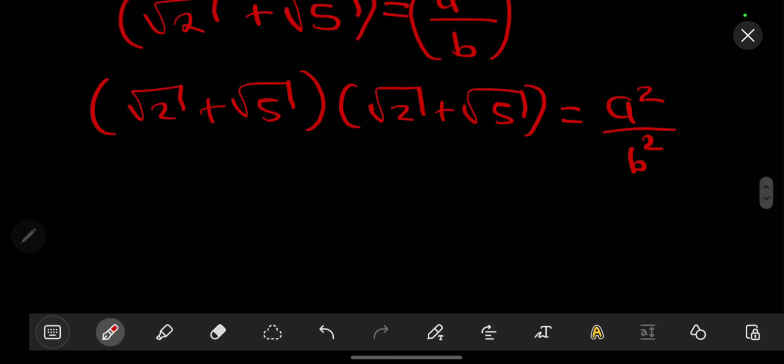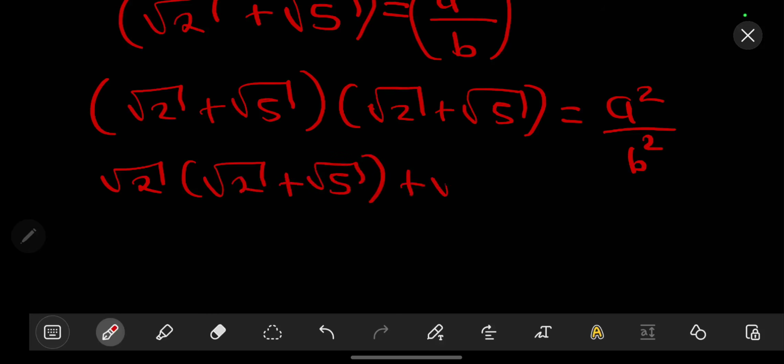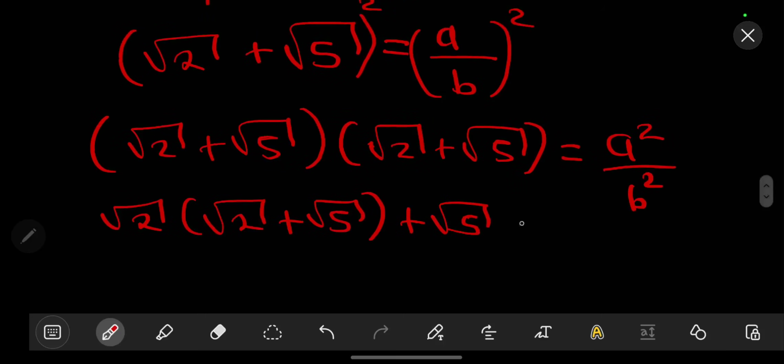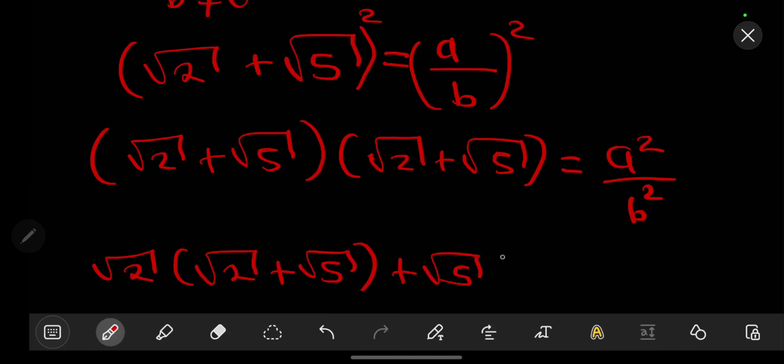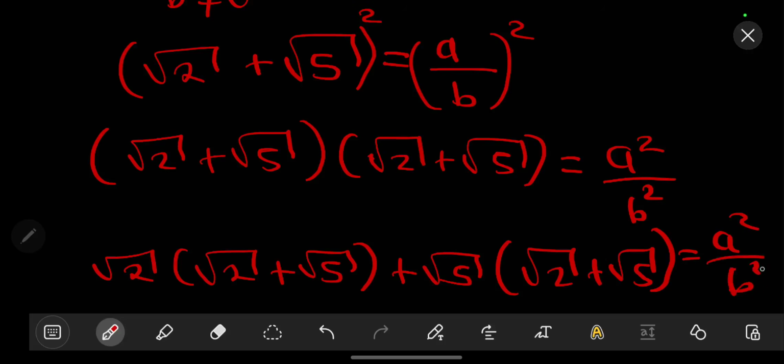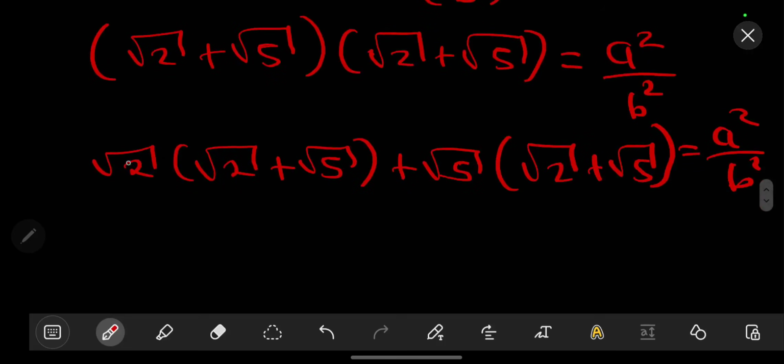So what this will give us is that the first number multiplies everything. So we have the square root of 2, open bracket, square root of 2 plus the square root of 5. Then we have plus the square root of 5, which is this second number multiplies everything. We are going to get something like this: square root of 2 plus the square root of 5 should be equal to a squared over b squared. So this will give us a value.